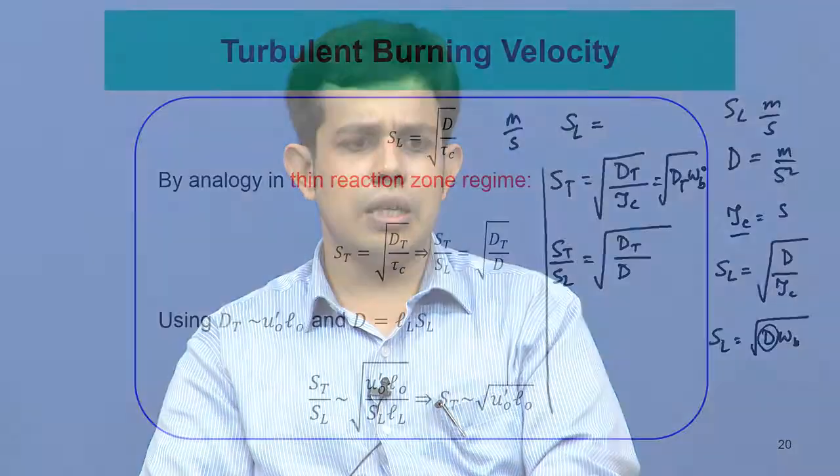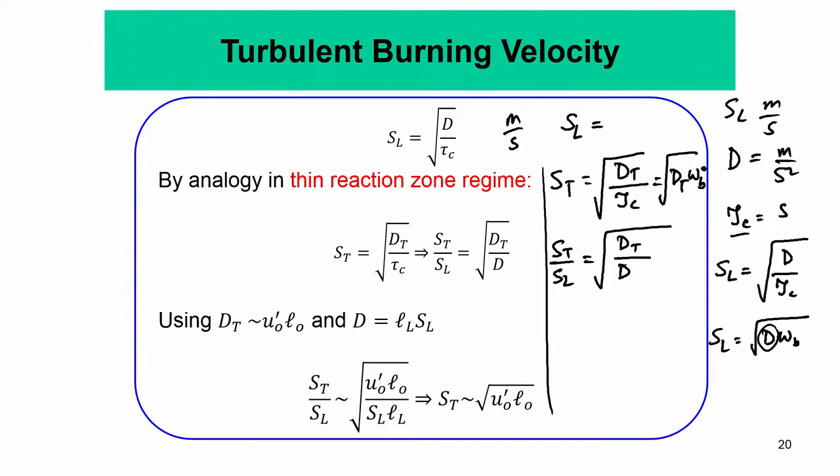What is turbulent diffusivity? If you remember, by the gradient transport assumption, the average of u prime c prime is equal to minus Dt times dc/dx, where c was any species. This is how the turbulent diffusivity originates, and now we have to find a suitable expression for Dt.